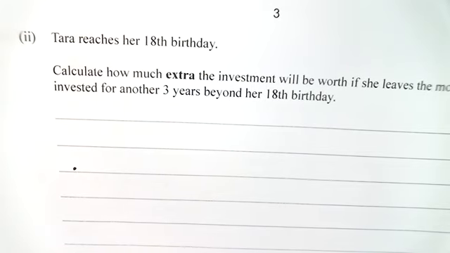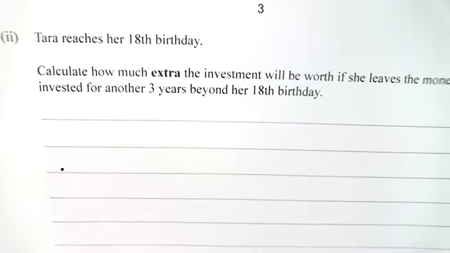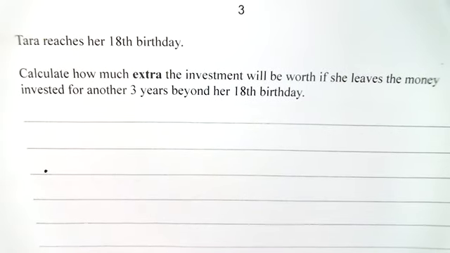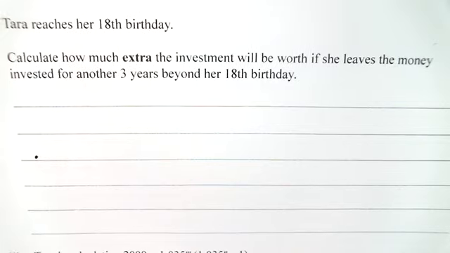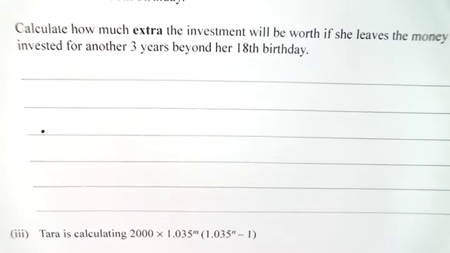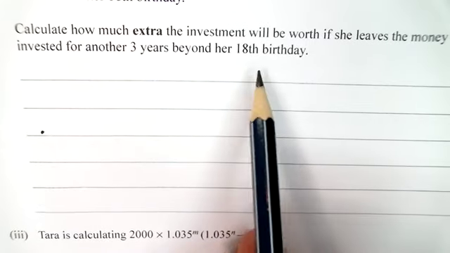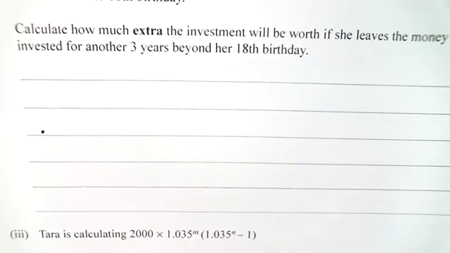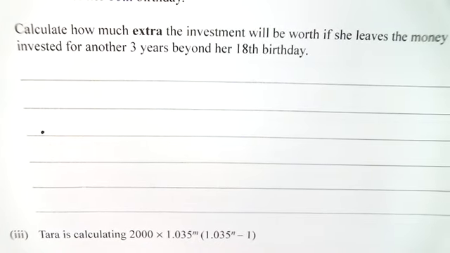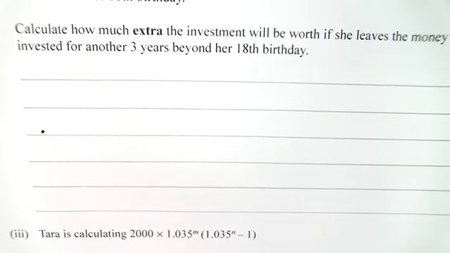All right, question 1b part 2. It says Tara reaches her 18th birthday. Calculate how much extra the investment will be worth if she leaves the money invested for another 3 years beyond her 18th birthday. So really what we're going to do is find out what she got for her 18th birthday, and then find out what it would be 3 years later, and then subtract the amount where her 18th birthday occurred from the amount where the value would be 3 years further on. So let's do that now.